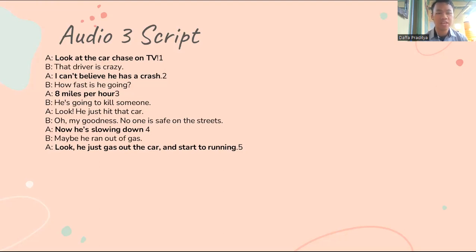The driver is crazy. I can't believe he hasn't crashed. How fast is he going? 80 miles per hour. He's going to kill someone. Look, he just hit that car. Oh my goodness. No one is safe on the streets. Now he's slowing down. Maybe he ran out of gas. He ran out of gas. Look, he just got out of the car and started to run.